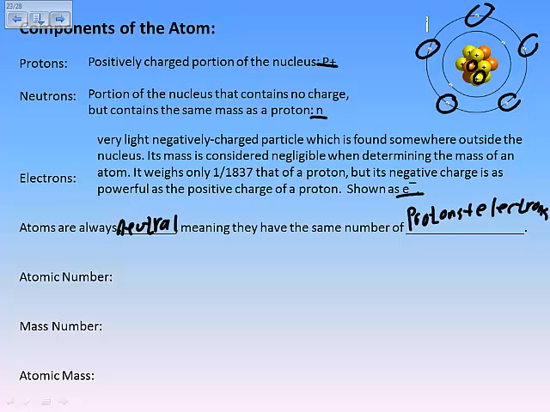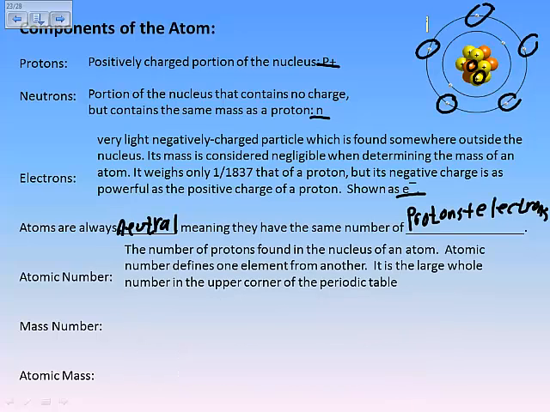So when we're talking about neutrality, we're talking about charge. Protons are positive charge, electrons are negative charge. They're equally positive and negative, so if we're talking about an atom being neutral, we're talking about having the same number of protons and electrons. Now you have three different definitions. You need to be able to define them and tell me the differences in each one.